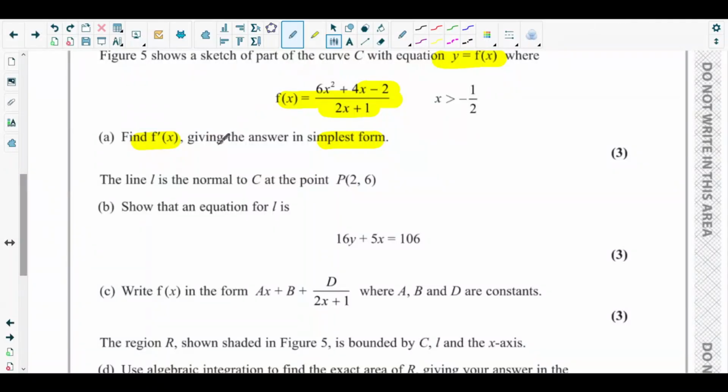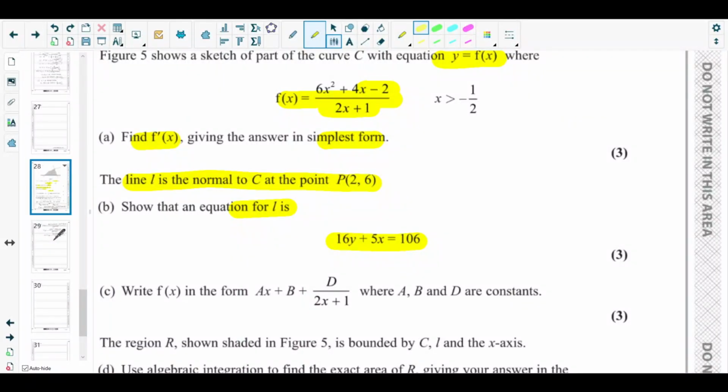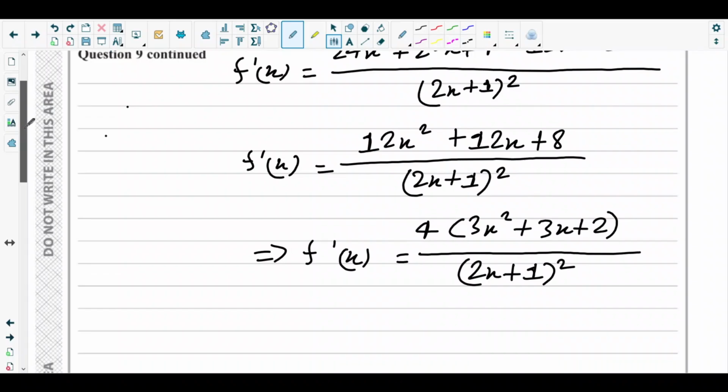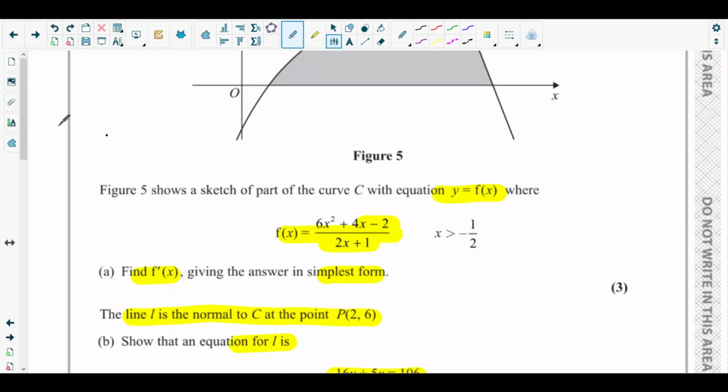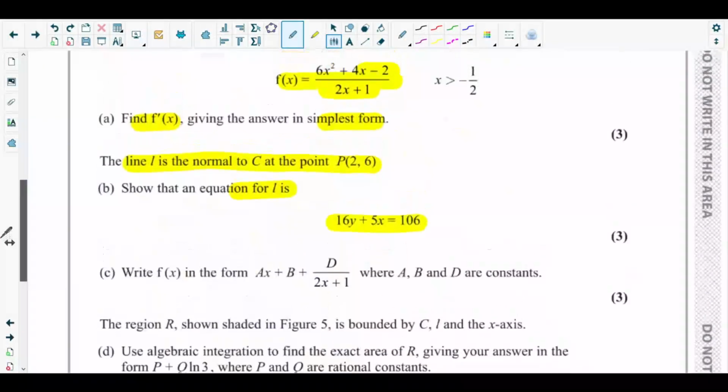Next is part B. They are saying the line L is a normal to C at the point P where the x coordinate is 2 and the y coordinate is 6. Show that an equation for L is 16y plus 5x equals 106. We need to find the equation of line L. Line L is a normal to the curve C. The x coordinate of point P is 2.